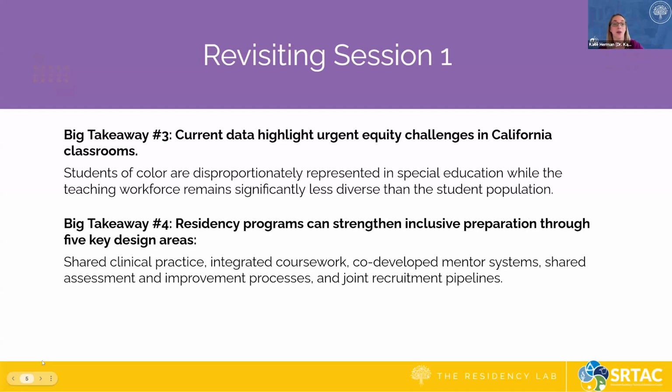And the fourth one is that residency programs have the capacity to strengthen inclusive preparation through those 5 key design areas that we talked about in the first session. Shared clinical practice, integrating the coursework between general education and special education teacher preparation, co-developing your mentor training systems, sharing assessment and improvement processes, and recruiting together between general and special education.